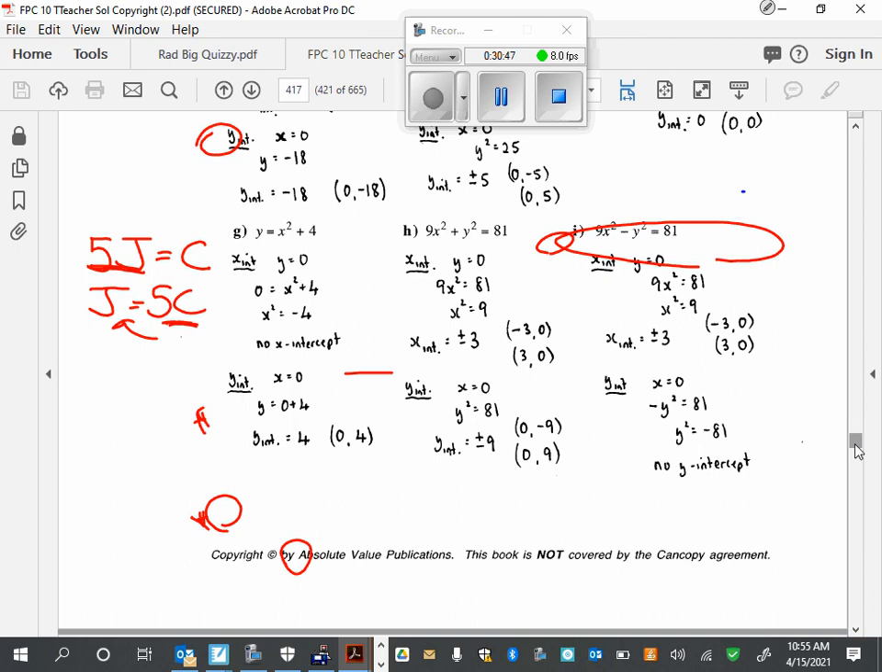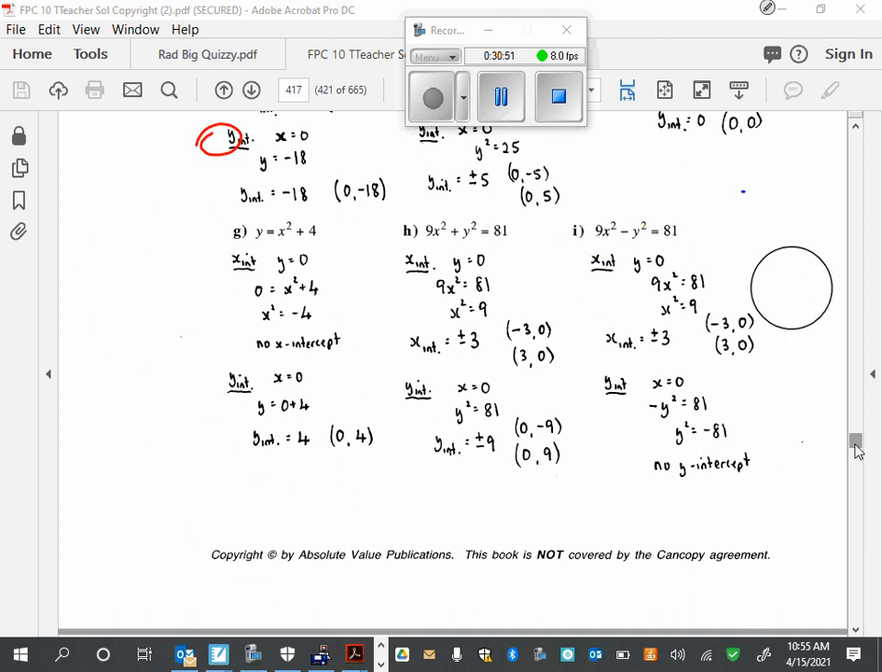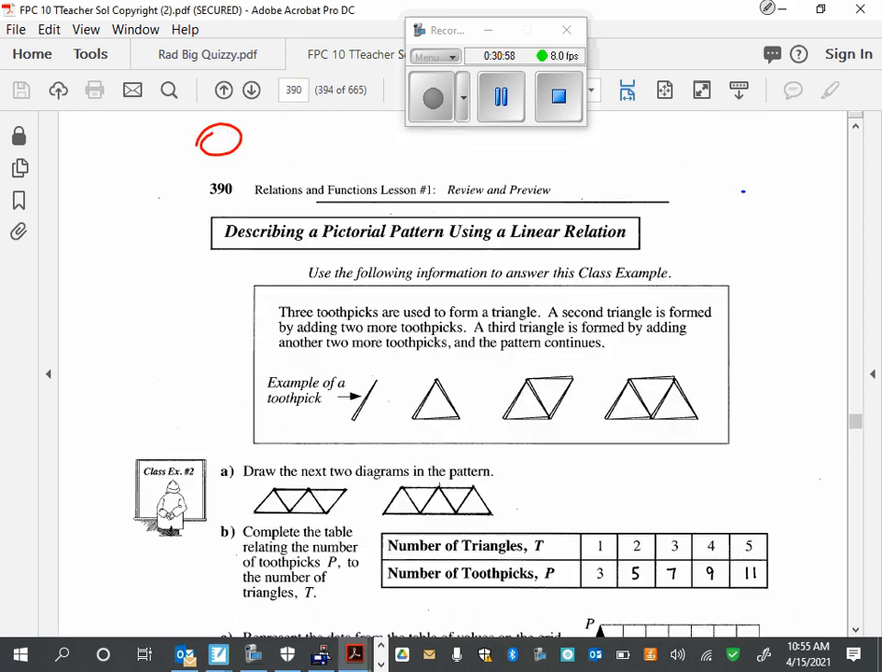Boy, I think I just went up 32 pages by doing that. Let's go back. Yeah, I sure did. 27 pages, 390. Come on, man.